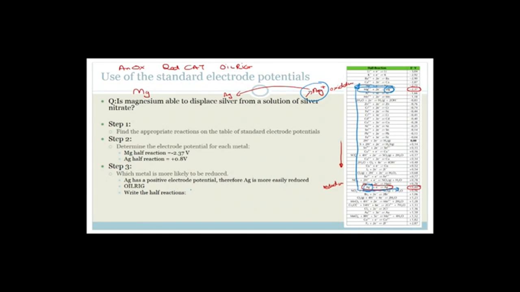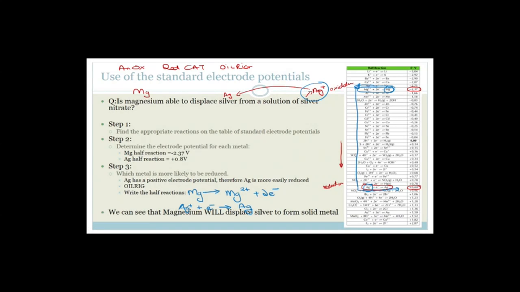So what would the reaction be? It'd be magnesium goes to, and now listen, grade 12s. As soon as you start writing them as half reactions, you don't do a double arrow anymore, because now we're saying we're starting with magnesium and we're going to magnesium 2 plus plus 2 electrons. Then we're starting with Ag plus plus an electron is going to Ag. So that's our two half reactions.